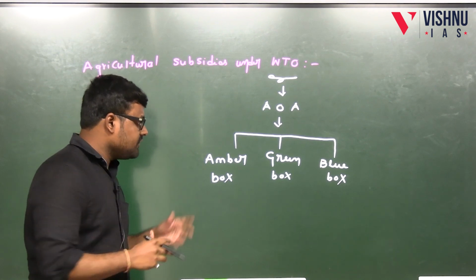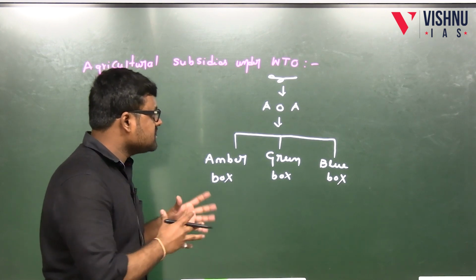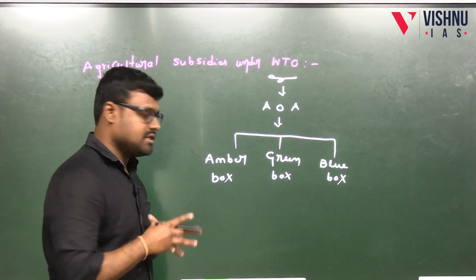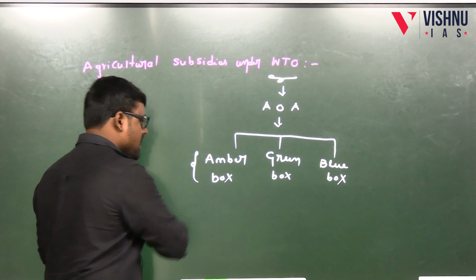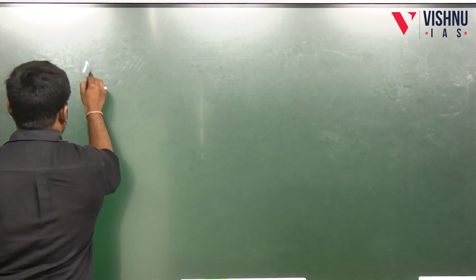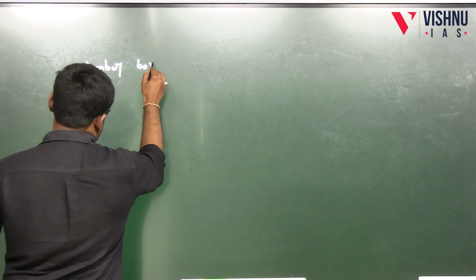So these are the 3 types of subsidies mentioned under this Agreement on Agriculture. Often students find difficulty in understanding the concept of these different types of agricultural subsidies. So let us take the first one. I will discuss Amberbox subsidies here. So what are Amberbox subsidies?